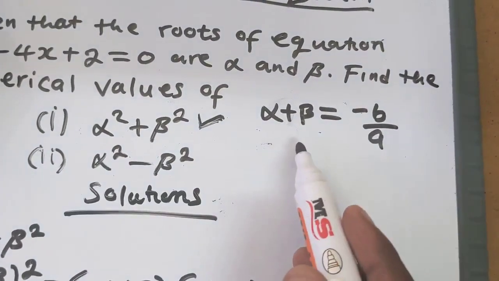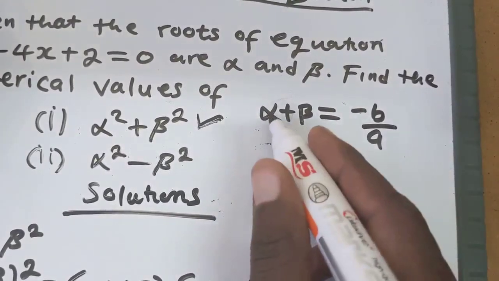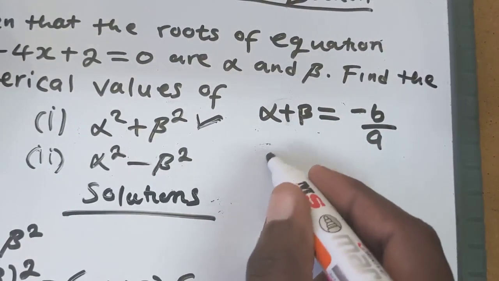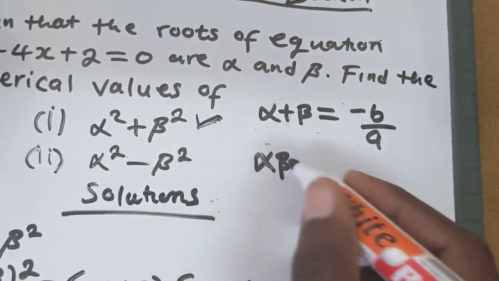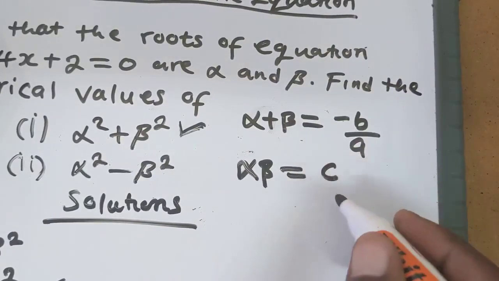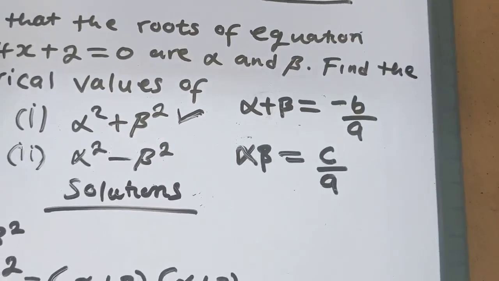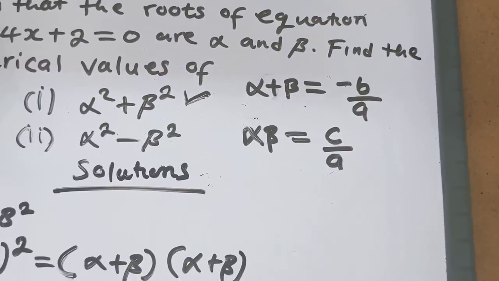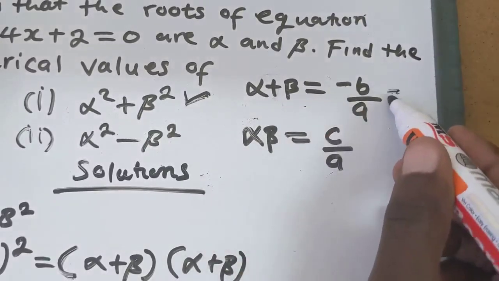So this is the formula for the sum. How about for the product? The product is the multiplication of these two, that is alpha multiplied by beta, like that. The formula we derived is C over A. That is the formula.